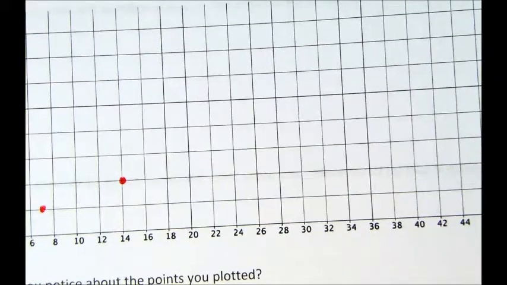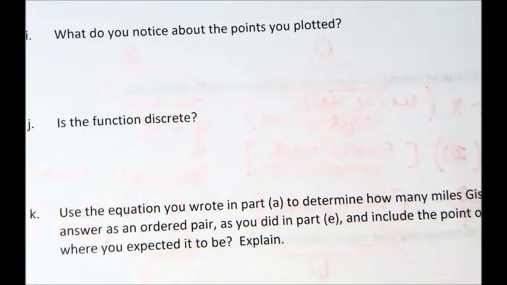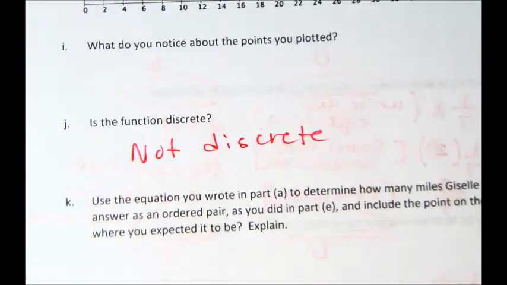Is this function discrete or not discrete? This function is not discrete because we can find the distance Giselle runs for any given amount of time. Remember from yesterday's lesson, time is one of the inputs that normally tells us this is a not discrete function because we can have half a second or we can have half a minute.